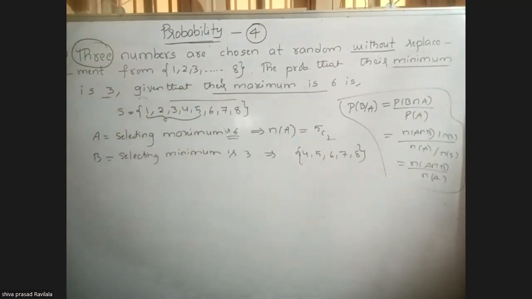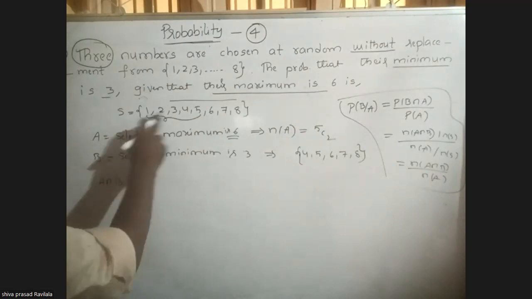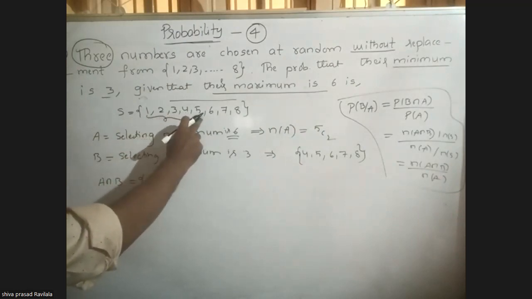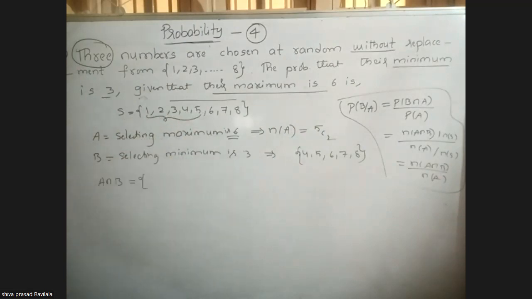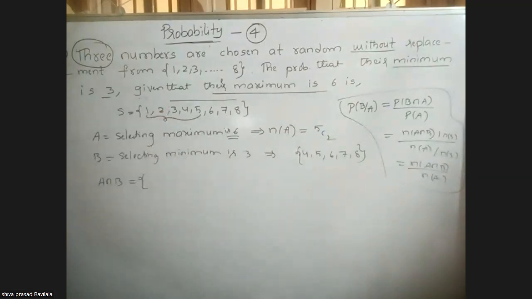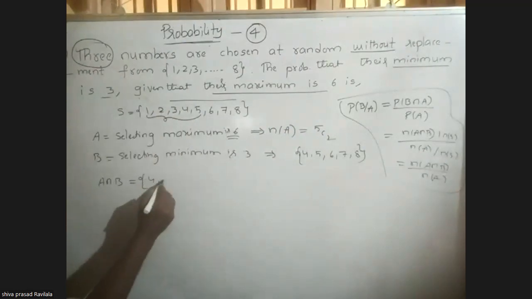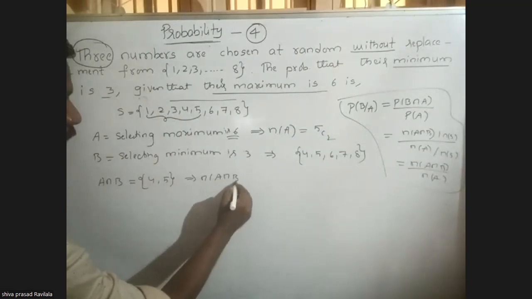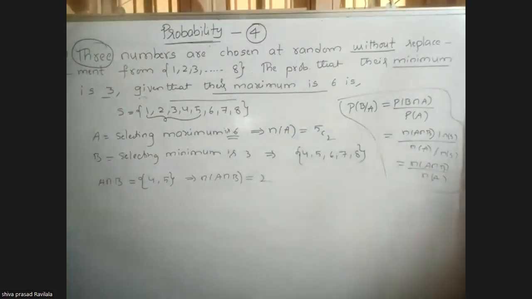So what is A intersection B? What are common? In the first case, selecting maximum 6, that is 1, 2, 3, 4, 5. In the second case, selecting minimum 3, that is 4, 5, 6, 7, 8. Observe here: 4, 5 are common. How many ways? That means n of A intersection B is only 2.